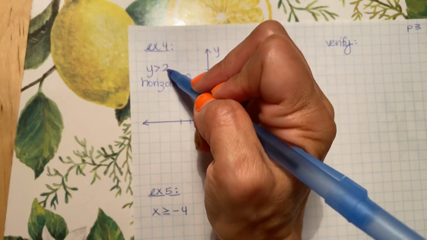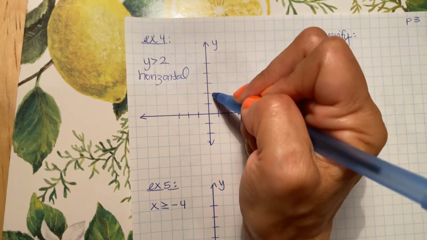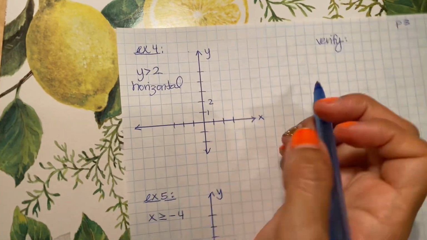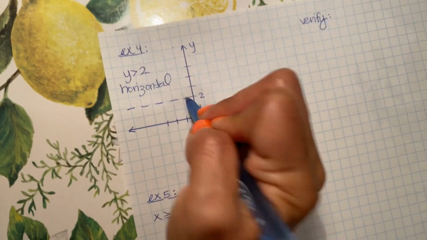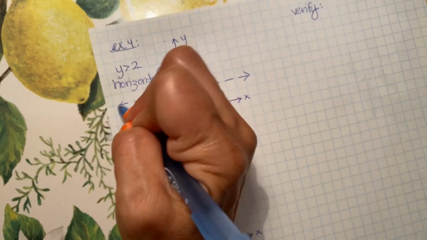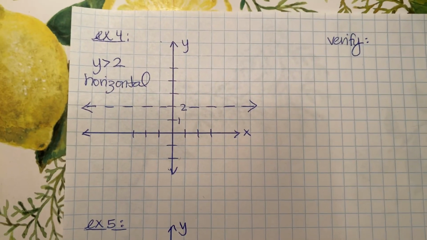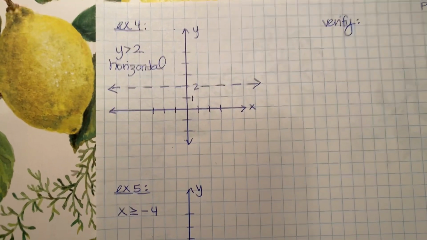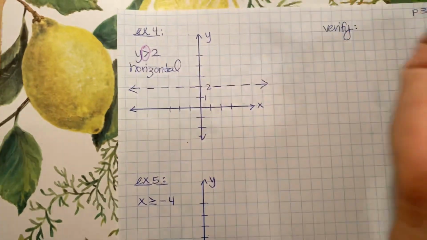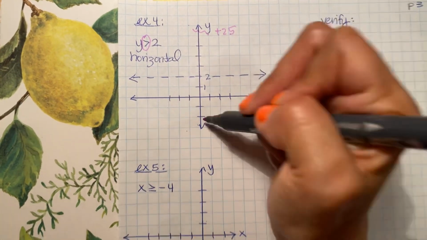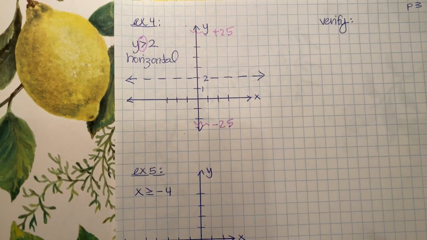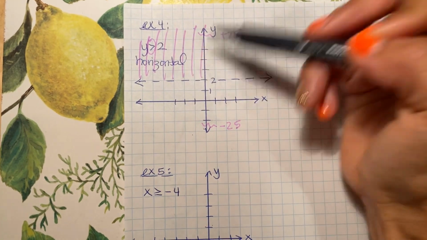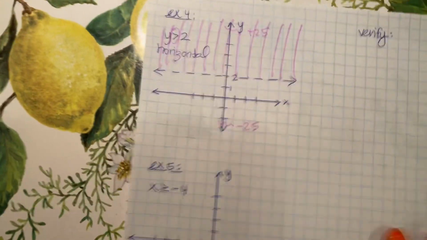So all you do is find this number on this y-axis. So 2, 1, 2. Okay, so now it's greater than. There is no equal to, so it's going to be a dashed line. Right? And now you have to decide above it or below it. How do I shade? Well, you want greater. So again, do you want positive 25 or do you want negative 25? Positive 25 is greater than negative 25, so I'm going to shade above. And so there you are.